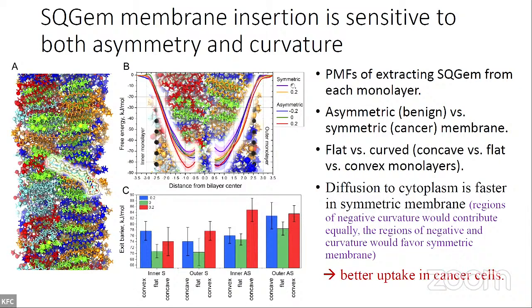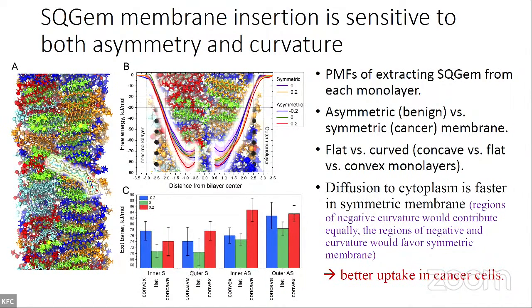So you have either symmetric or asymmetric membrane, and you have different curvature. You have either flat, positive curvature, or negative curvature, and a lot of colorful curves which are different from each other, but it's almost impossible to make sense out of this data. But if you look at the height of the barrier for extracting the compound, you will see the picture.